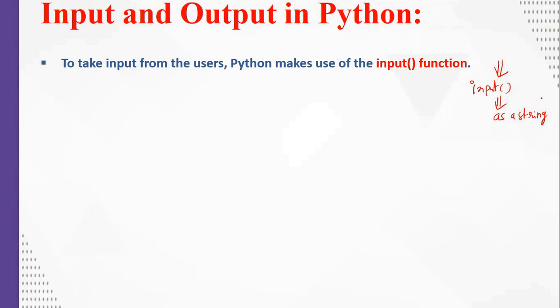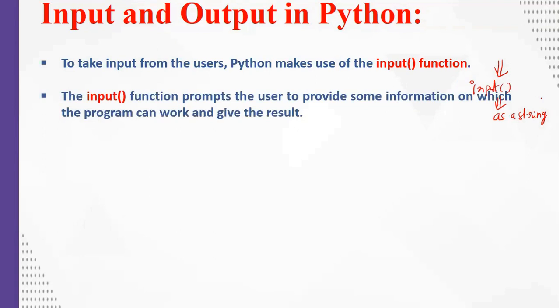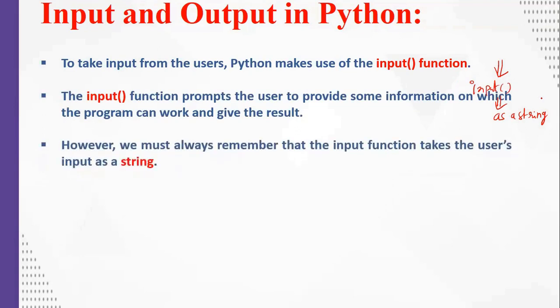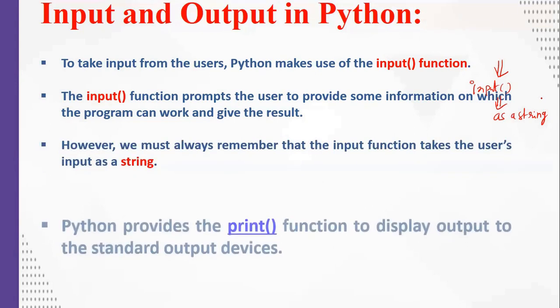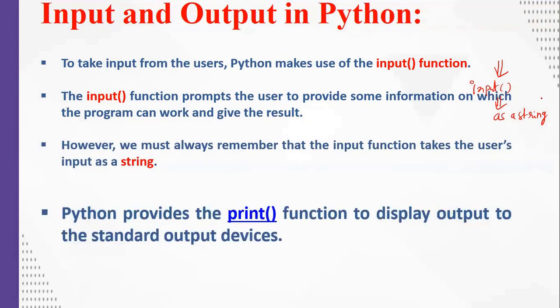But sometimes the user wants to read input values in the form of integers or real values, then the data that the input function scans as a string has to be converted into an integer or a real value. It will prompt the user to enter the data, but it will scan the data as a string. We'll look at the syntax of the input function in the next slide. And to deliver the output to the user, the Python program uses the predefined function called the print function, which will display the output to the standard output device by default.